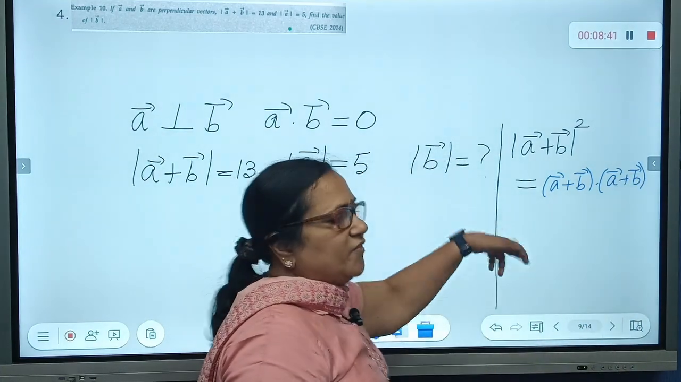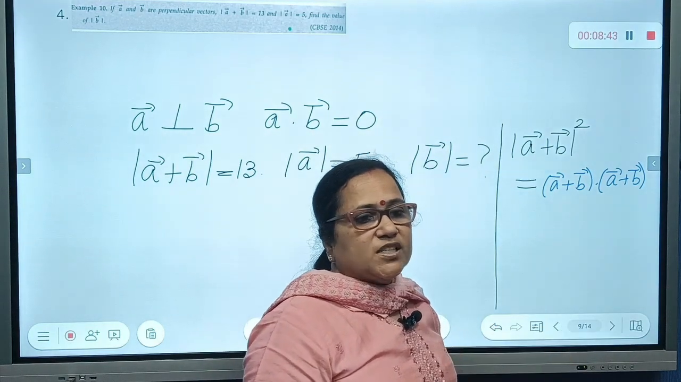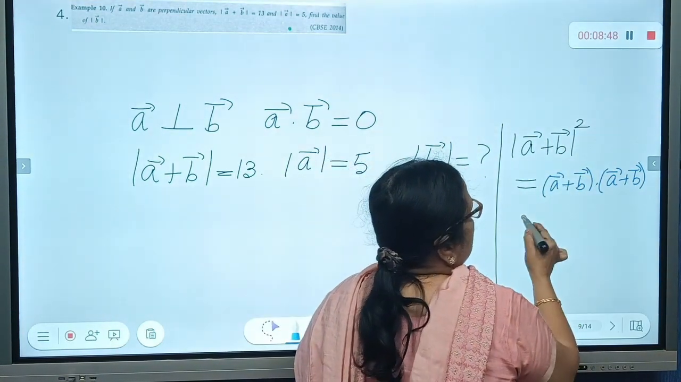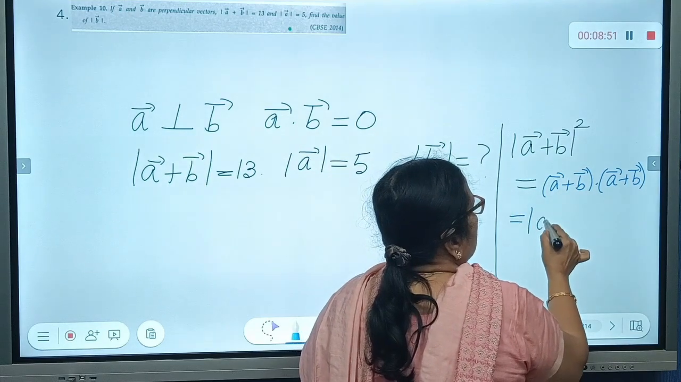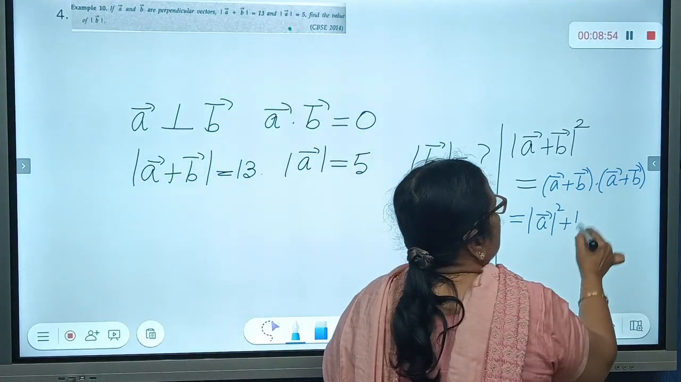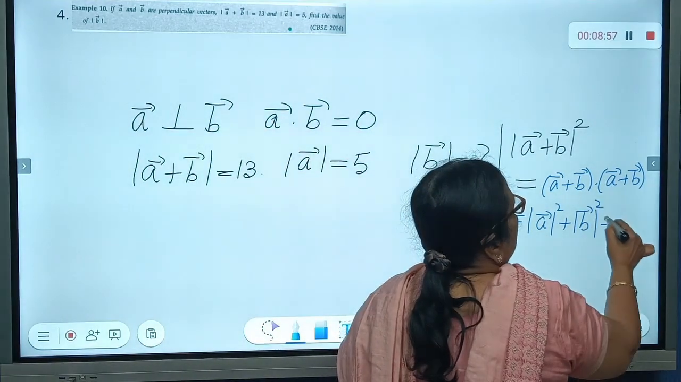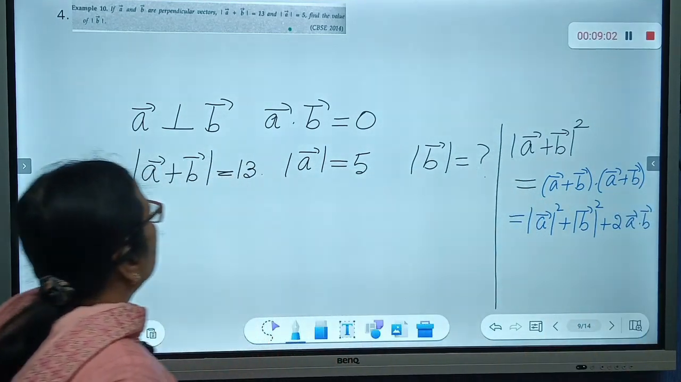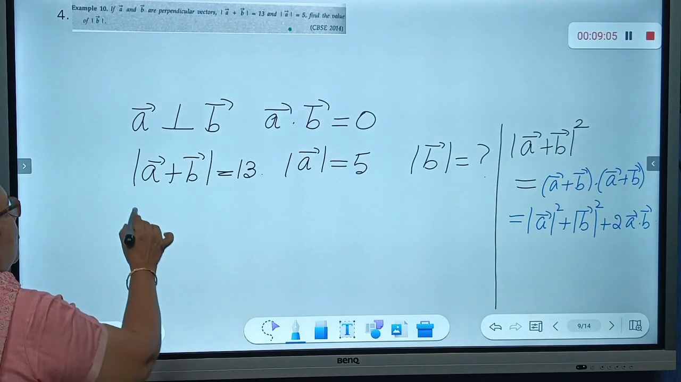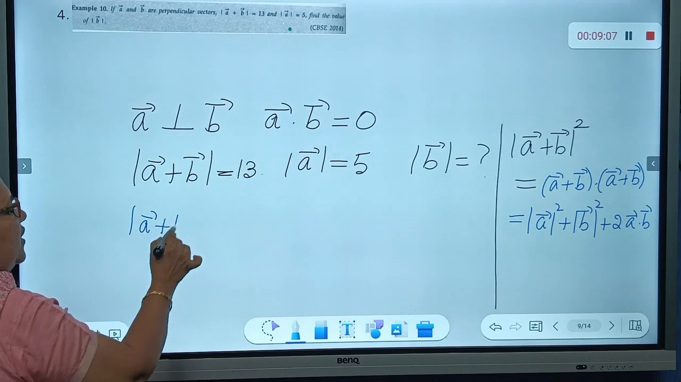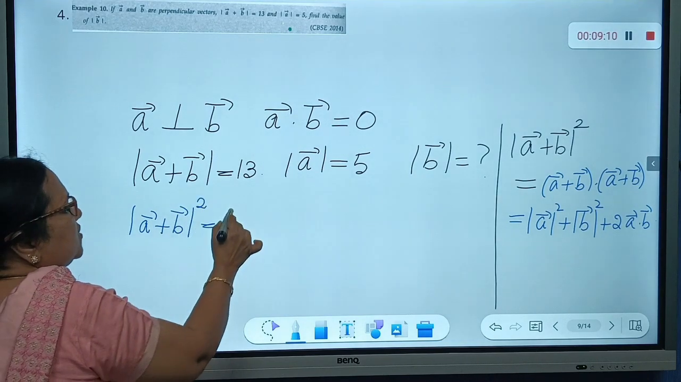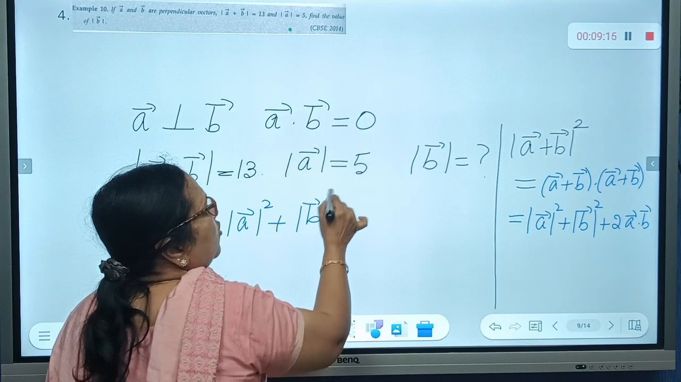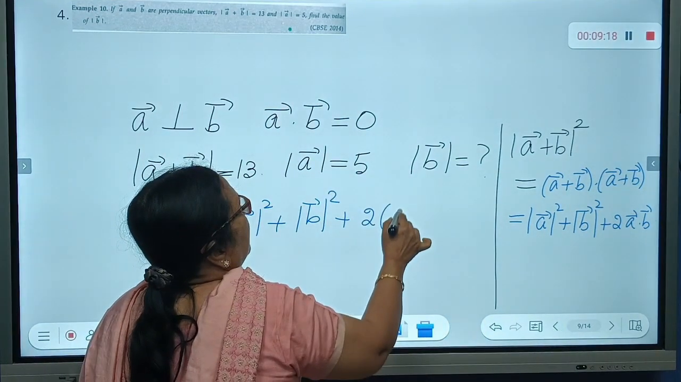How does this come? Even in the earlier slide I had told you A dot A is modulus of A the whole square. So, modulus of A plus B the whole square is A plus B dot A plus B. This is modulus of A vector the whole square plus modulus of B vector the whole square plus twice of A dot B. Okay, now modulus of A plus B the whole square is modulus of A the whole square plus modulus of B the whole square plus twice A dot B.